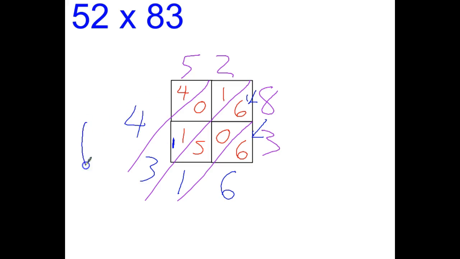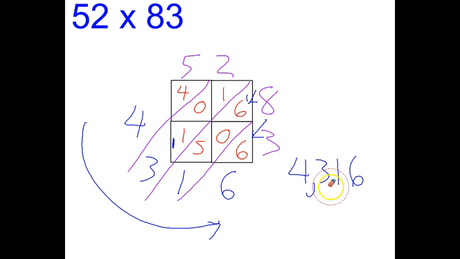Remember, I'm just kind of writing my answer this way. So I got 4, 3, 1, 6. Count back 1, 2, 3 spots for my comma. That is not really a decimal there. I accidentally touched the board. Let me get rid of that so you guys don't think that's what's going on. 4,316.